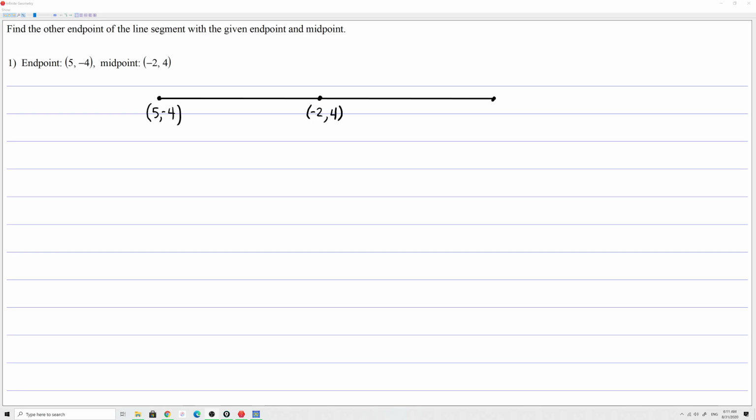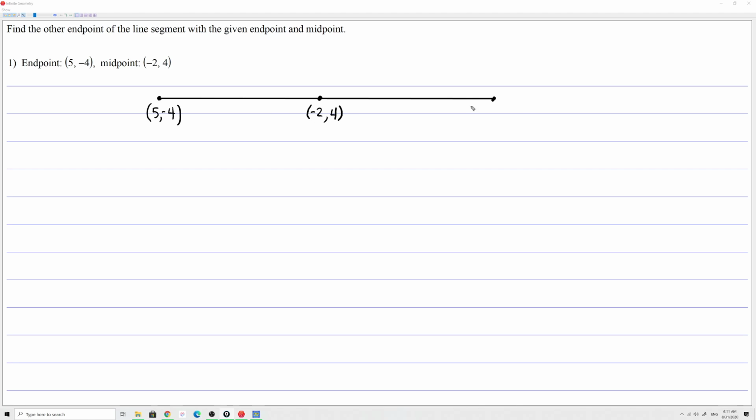Let's see what happens when we have to apply the midpoint formula in a different way. If you look at the problem that's on the screen, we have the endpoint of a line segment, we have the midpoint of the line segment, and we're looking for the other endpoint. So this isn't a direct use of the midpoint formula. We have to approach it algebraically.